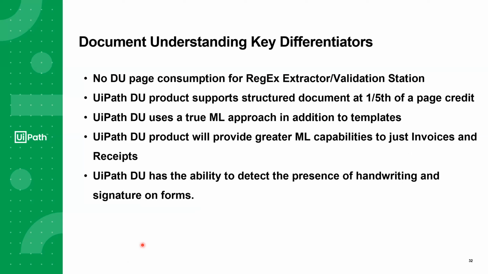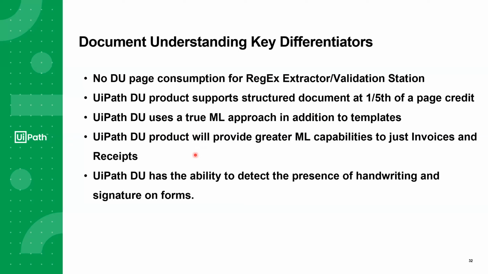So quickly on the key differentiators. We just looked at no page consumption for regex and validation station. The structured or form extractor only uses 1/5 of a page of credit. We use a true ML approach, so we don't need to send any templates along with the document when we're trying to extract those key fields out of the ML model.